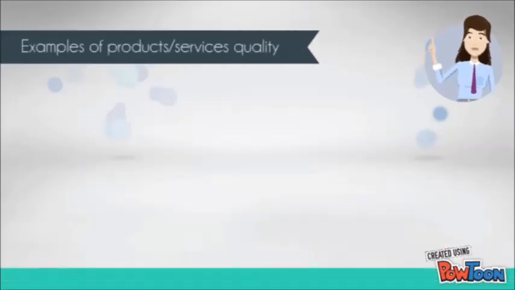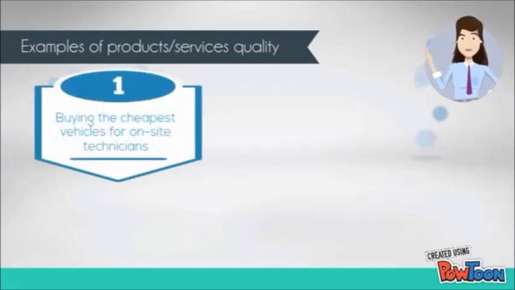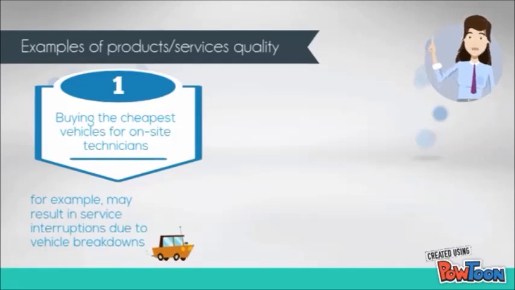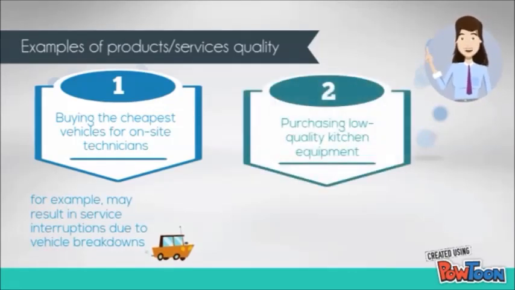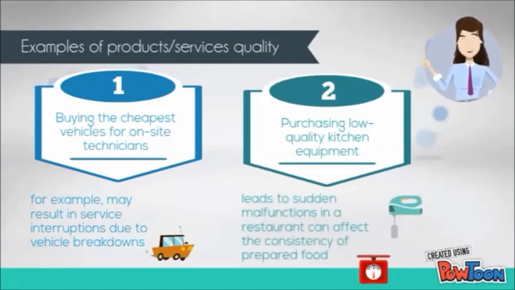Here are example situations for the second factor. The first one is buying the cheapest vehicles for on-site technicians. For example, it may result in service interruptions due to vehicle breakdowns. And the other example is purchasing low-quality kitchen equipment that leads to sudden malfunctions in a restaurant, which can affect the consistency of preparing food.